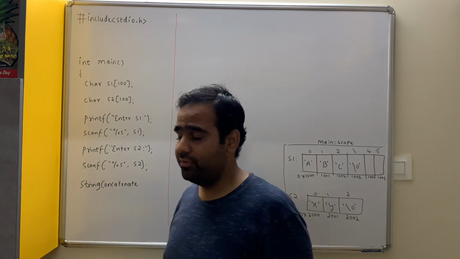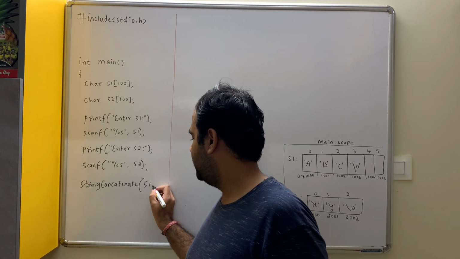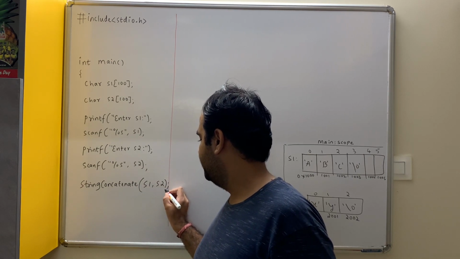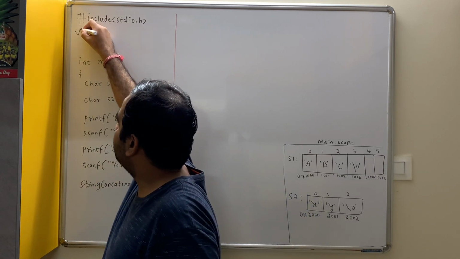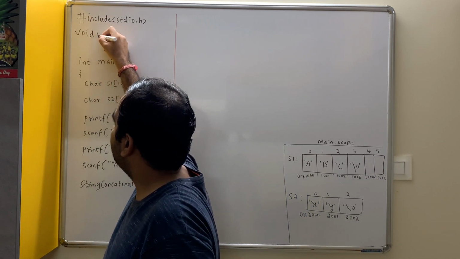Which are the two strings we want to concatenate? We want to concatenate S1 and S2. That means S2 is copied at the end of S1. And let the return type be, say, void. What is the function name?